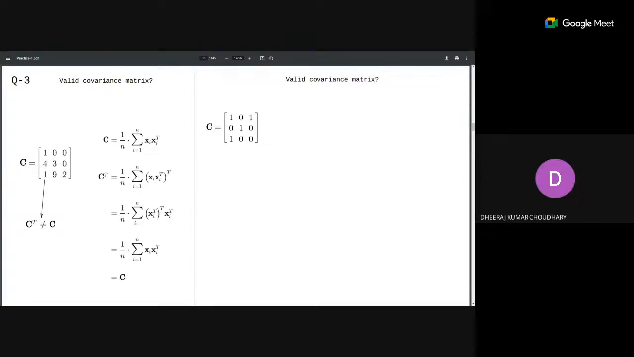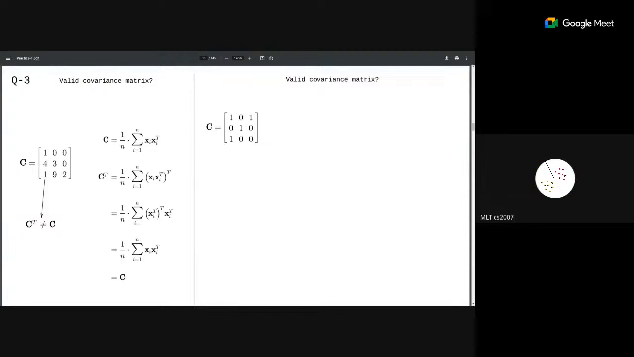No. But why? We have to check the orthonormality. So again, the symmetric. It's symmetric, but the variance can be 0, right? So the symmetric, but the diagonal entries are the variance. We'll have to check for the positivity, right? The positive semi-definite.